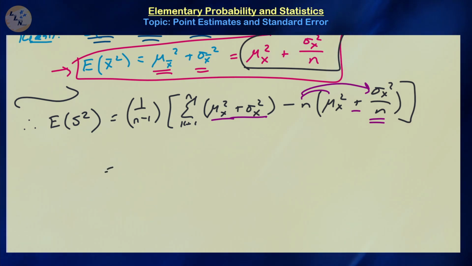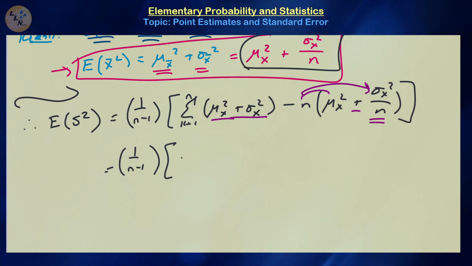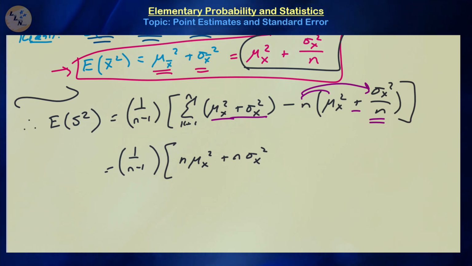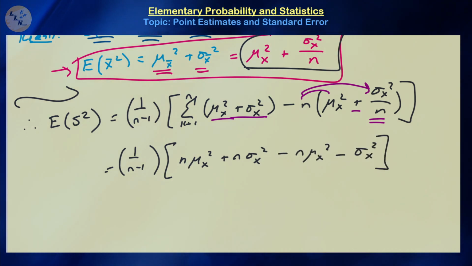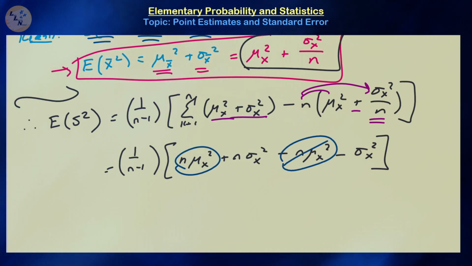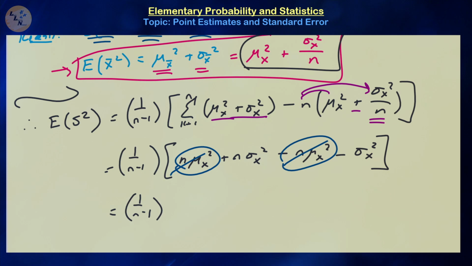So that's going to be equal to 1 over n minus 1 times, and let's also distribute that n into that expression. So n mu x squared plus n sigma x squared minus n mu x squared minus sigma x squared. We have some cancellations going on, which is actually very, very nice. And we have that. And notice what happens here. Remember where we came from once we started this little proof. Now we've come down to this, and you can start to see how this starts to unfold.